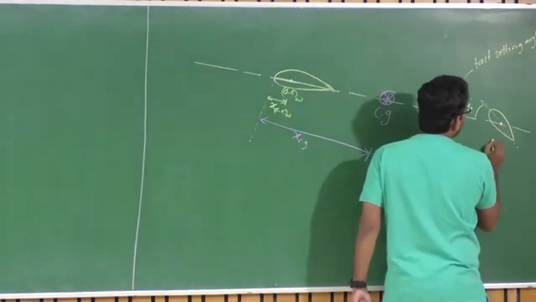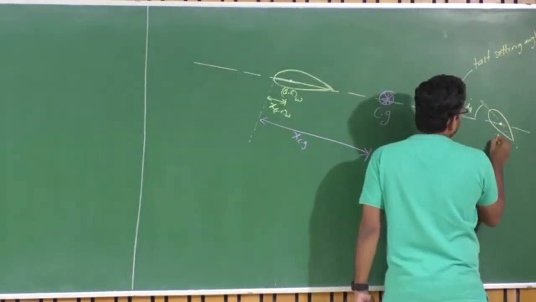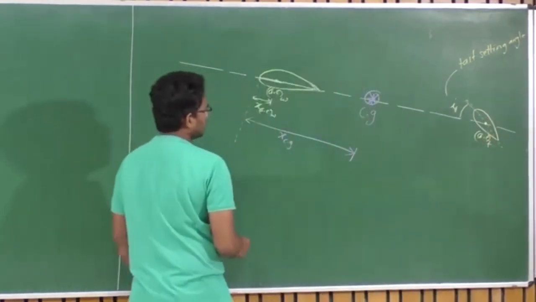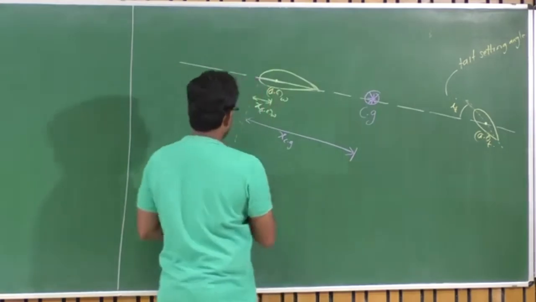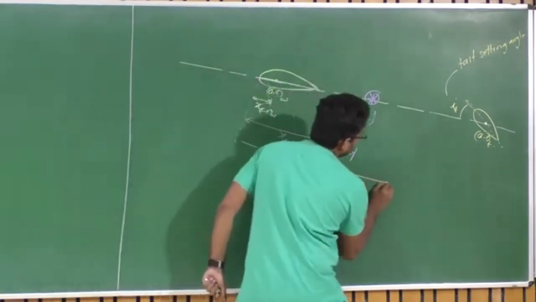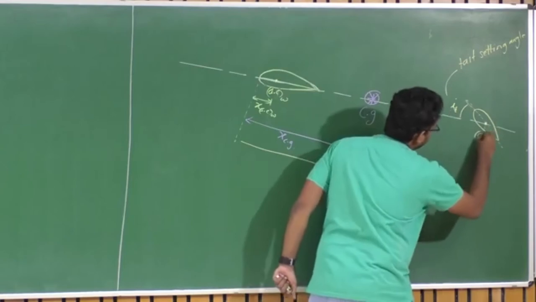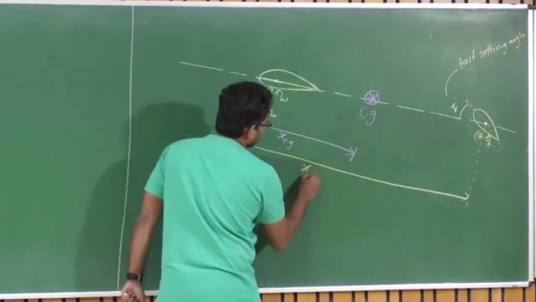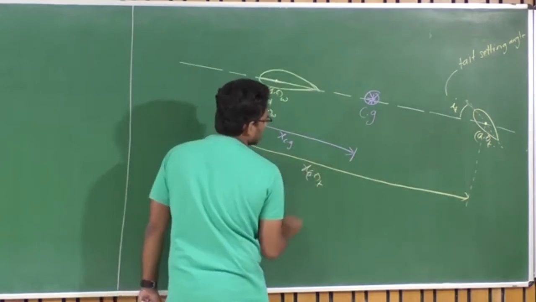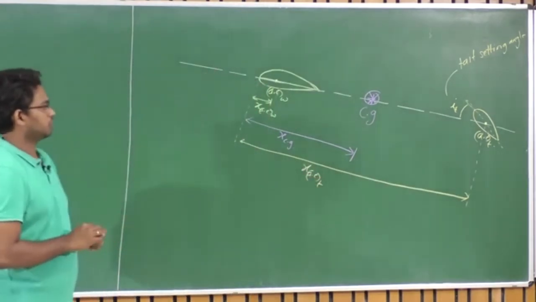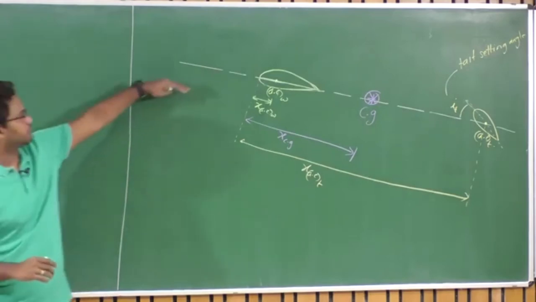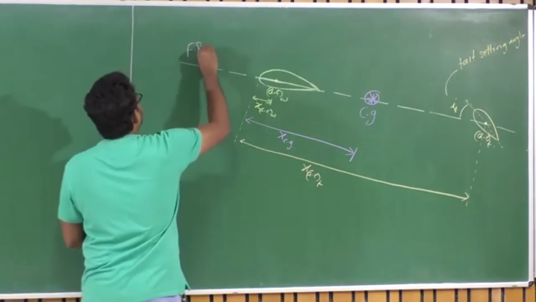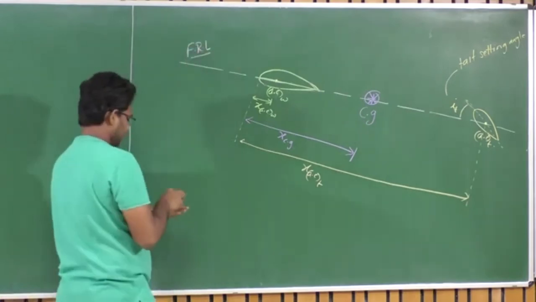And the tail is also located at a distance, right? We also have an aerodynamic center for this tail, which is located aft of the leading edge here, and the corresponding distance here is xac of tail with respect to the leading edge of the root chord of the wing, and is measured parallel to the fuselage reference line. So this is my fuselage reference line, FRL.